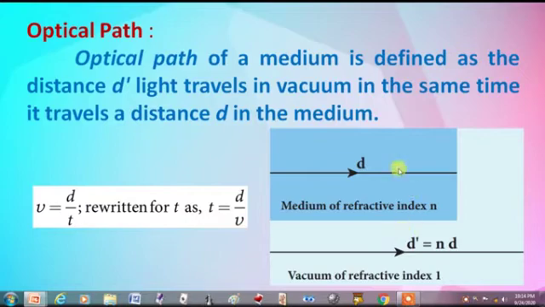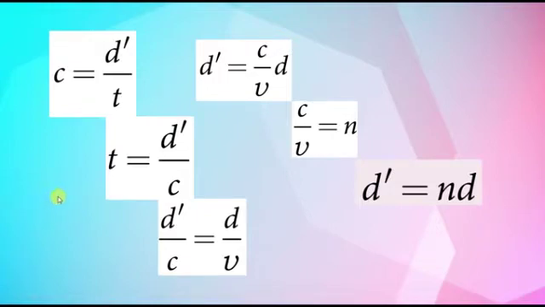Okay, so this is the diagram given. The light will be traveling in the medium, and the light will also be traveling in vacuum. Next we see that in the same time the light can cover a greater distance d dash in the vacuum as it travels with the greater speed c in vacuum. So c is equal to d dash divided by t. So then t is equal to d dash divided by c.